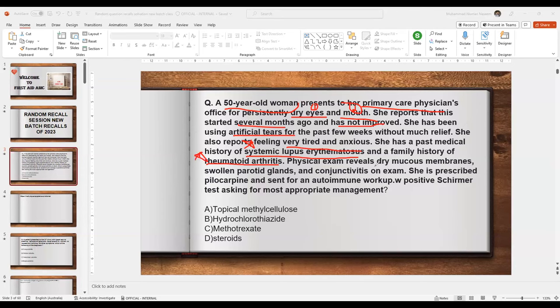Physical examination reveals that the patient has very dry mucous membranes, swollen parotid glands, and conjunctivitis on the exam. She is prescribed pilocarpine and sent for an autoimmune workup with a positive Schirmer test. What is the next most appropriate management you would require for this patient? Option A, topical methylcellulose. Option B, hydrochlorothiazide. Option C, methotrexate. Option D, steroids.